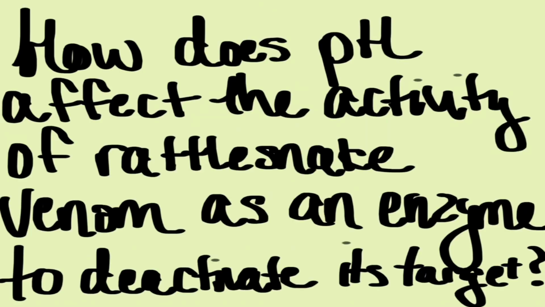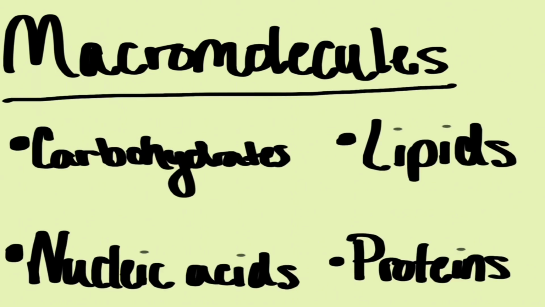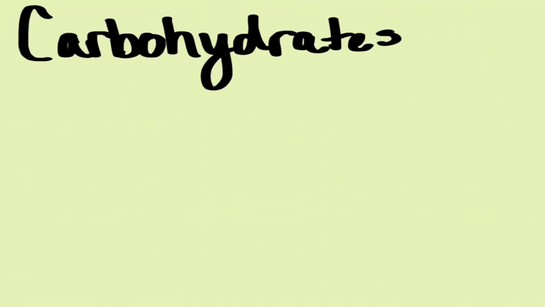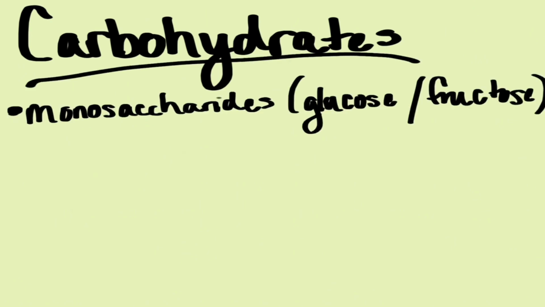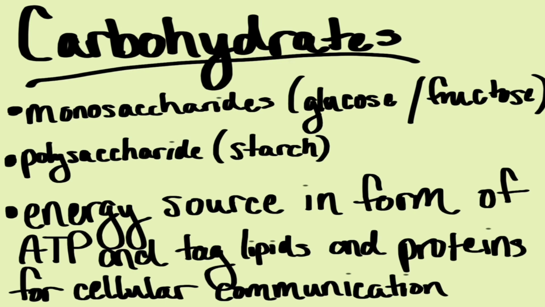Background information includes the 4 types of molecules: carbohydrates, lipids, nucleic acids, and proteins. The monomers of carbohydrates are monosaccharides, such as glucose or fructose. The polymer is a polysaccharide, like starch. Carbs function as an energy source in the form of ATP and tag lipids and proteins for cellular communication.